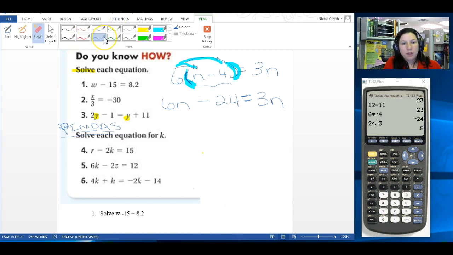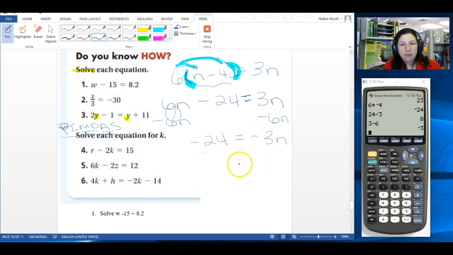Some students might have said, oh, well, I want to have the numbers over here and the variables on this side. So instead of moving the 3n to this side, we could have moved the 6n over here. So this would be 0. Negative 24 equals 3 minus 6. Feel free to use the calculator as much as you need to make sure you're not making mistakes there. Negative 24 equals negative 3n.